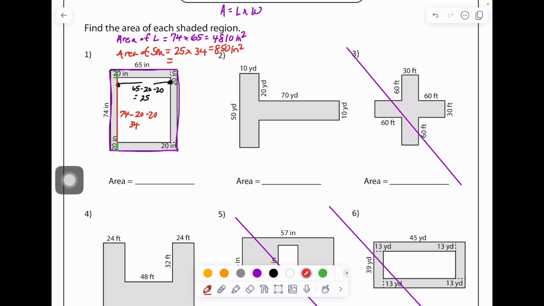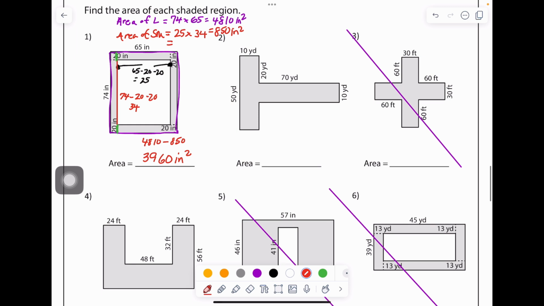Now I have the area of the outside, or the border. I have the area of the unshaded, the white portion. To get my total area, I need to subtract. So it's going to be 4,810 minus 850. Let's double check and make sure we get the right answer. That's going to be 3,960 square inches. So that's one where you would find the outside area, find the inside area, and subtract those two.